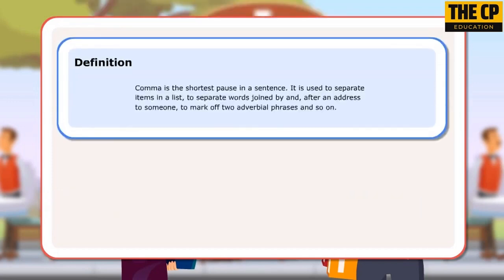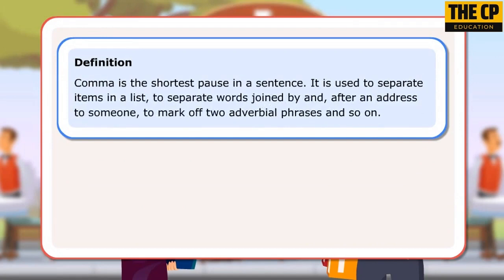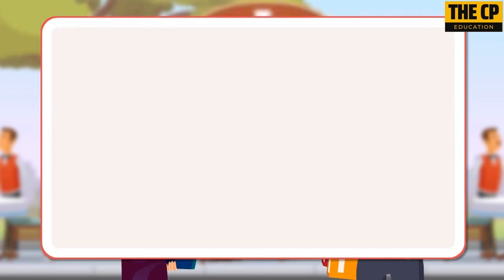Definition. Comma is the shortest pause in the sentence. It is used to separate items in a list, to separate words joined by and, after an address to someone, to mark off two adverbial phrases, and so on. Let us look at a few sentences.